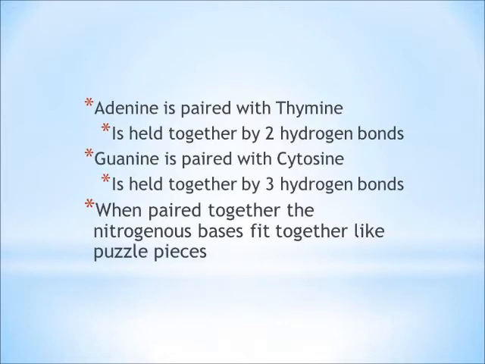Adenine is paired with thymine. It is held together by 2 hydrogen bonds. Guanine is paired with cytosine and is held together by 3 hydrogen bonds. When paired together, the nitrogenous bases fit together like puzzle pieces.